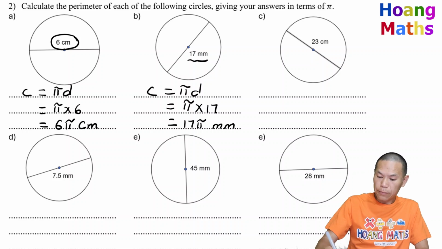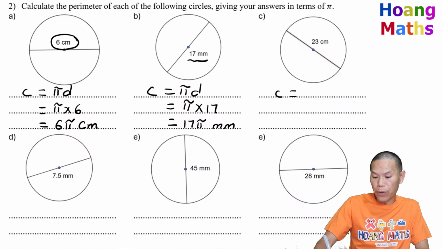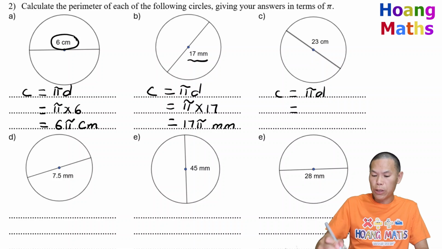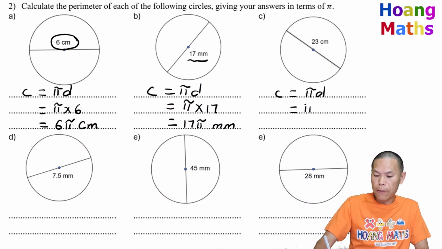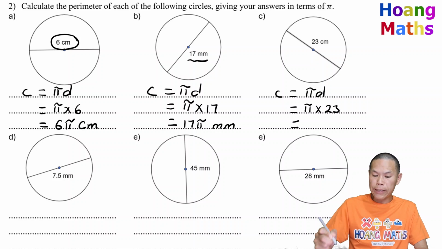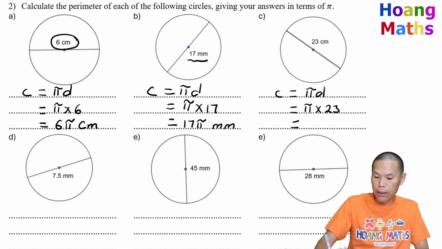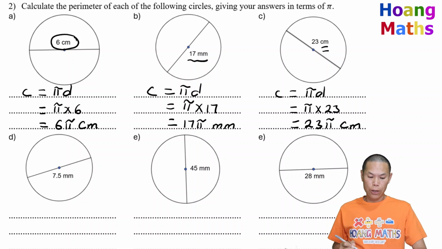Part C. Again, always start with the rule. So the circumference of a circle is pi d. And d is 23 centimeters in this case. So pi times 23. And pi times 23 is 23 pi. Okay, exact. So 23 pi. And do not forget the unit here is centimeters. So there you go.